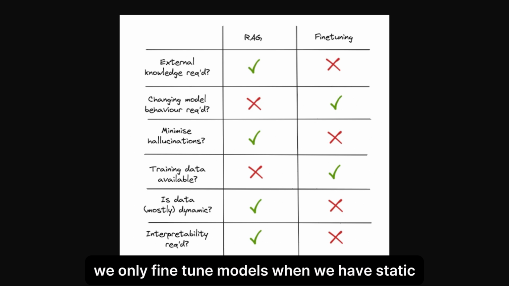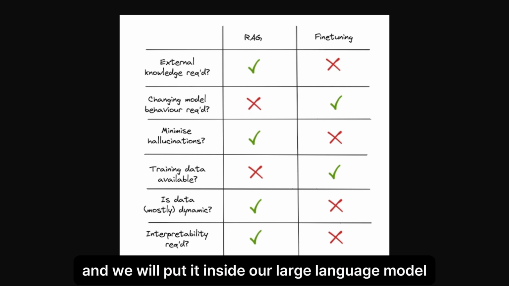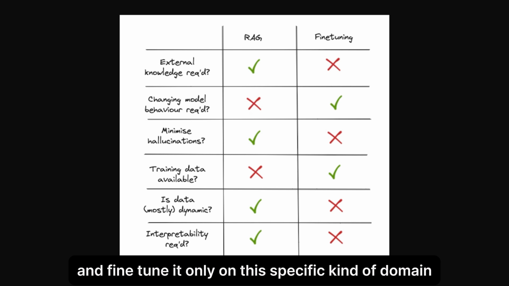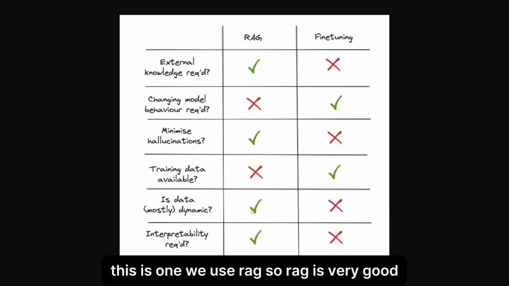Why should we fine-tune a pre-trained model? We only fine-tune models when we have static data, basically data that doesn't change, and we want to put it inside our large language model and fine-tune it only on this specific domain. So we're not using it when the data is dynamic. This is when we use RAG.